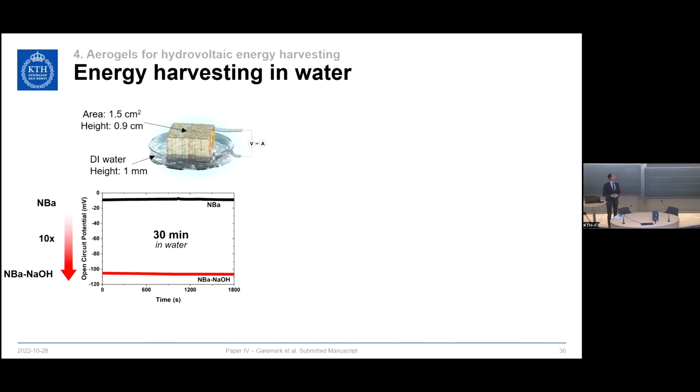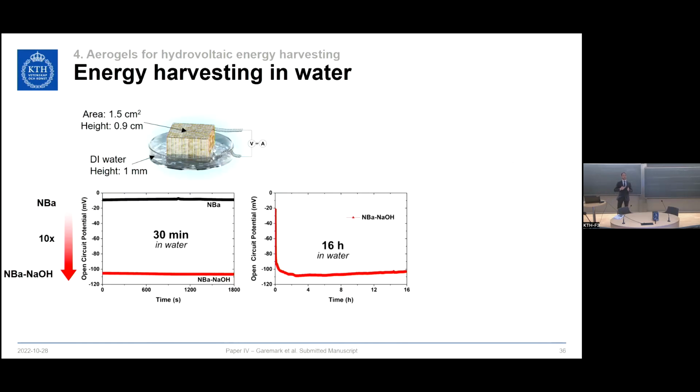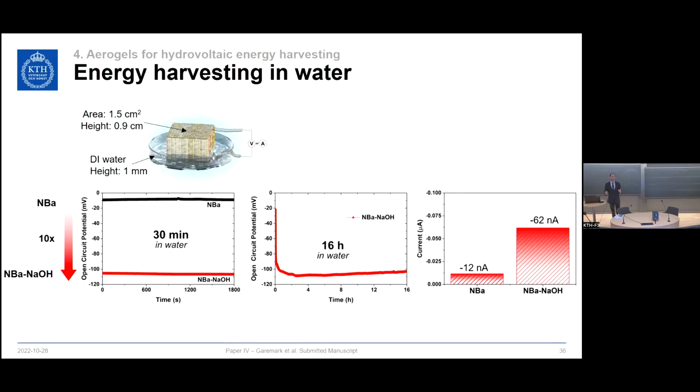So in our measurement, we first started to measure the potential, in which we saw that native wood had about 10 millivolt of potential, and we could increase this potential about a tenfold using the hydrogels instead. We could then keep this potential constant over a long period of time. Here is 16 hours in water. And when we measure current, we can see a similar rise.